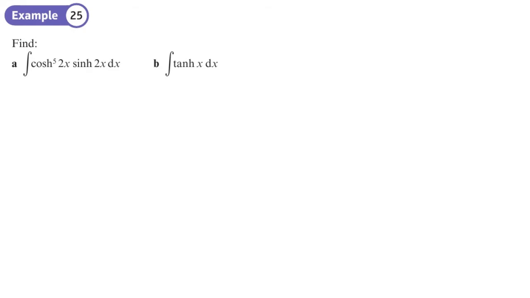Right, now part A is this pattern here: f dash of x and then f of x to the power n dx, and to integrate that we would do f of x to the n plus 1 over n plus 1 plus c. So I'm going to make part A look exactly like that as much as I can.